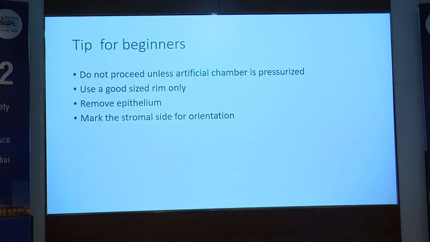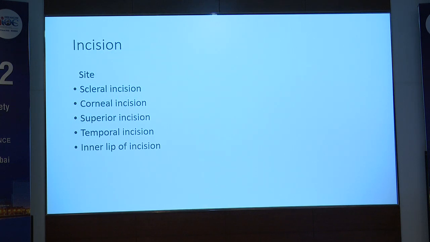So the tip is, do not proceed unless your artificial anterior chamber is pressurized, because if it's not properly pressurized, you may end up having an anterior or posterior perforation of the donor tissue. Use a tissue with a good size of rim. If you think the clarity is not good enough, you can remove the epithelium. And after you have dissected, you can even mark on the stromal side so that you know the orientation after you've inserted the graft inside.